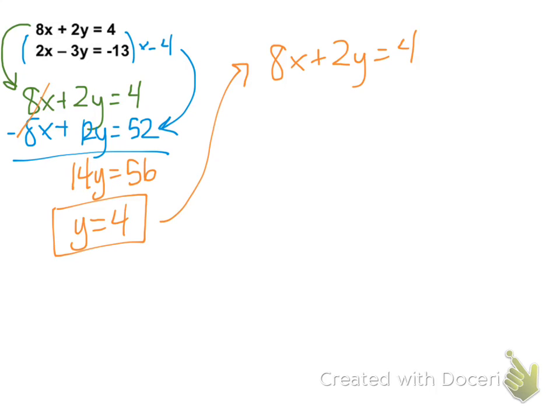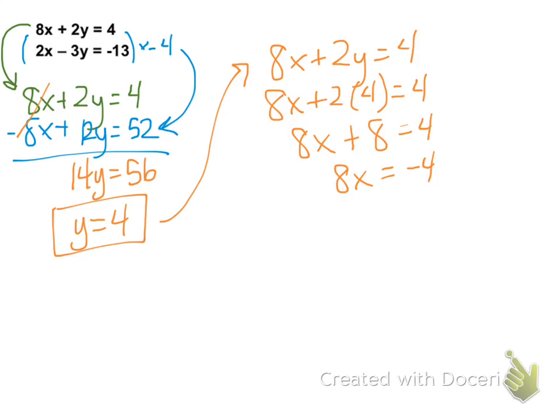And so now I'm going to go back to one of my original equations. It doesn't matter which one you use. I'm choosing to use the first one. So I'm going to plug the 4 in for y. So 8x plus 2 times 4 equals 4. And now I can go ahead and solve this equation for x. And you see that x equals negative 1/2.